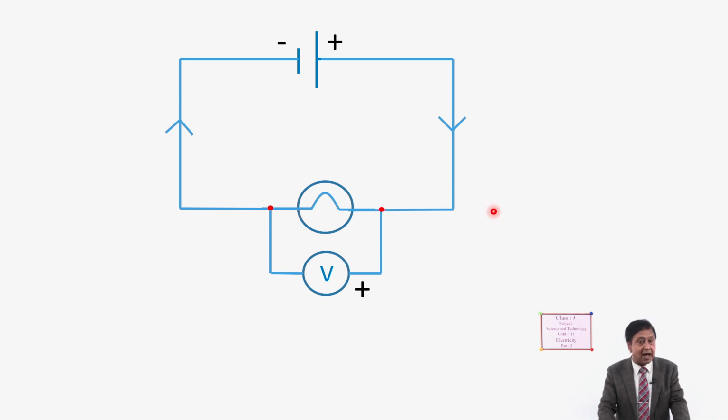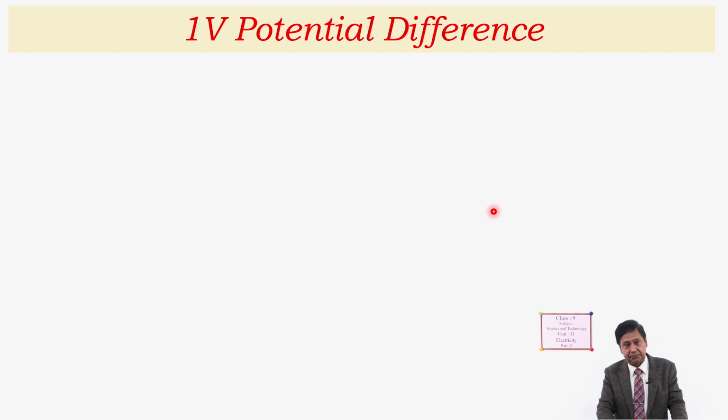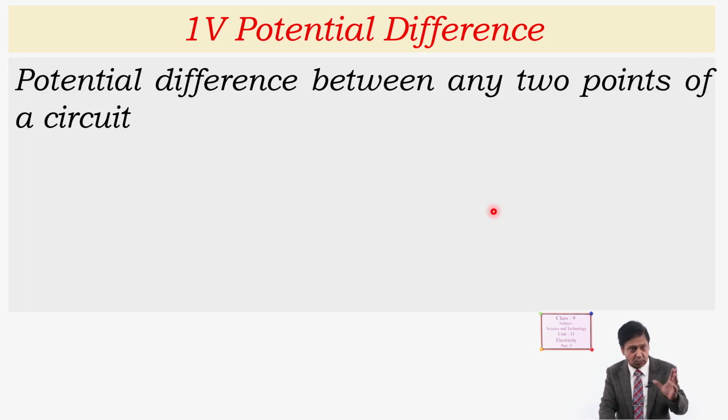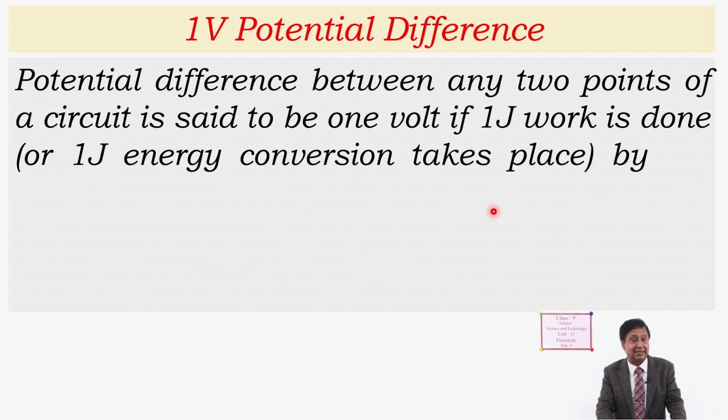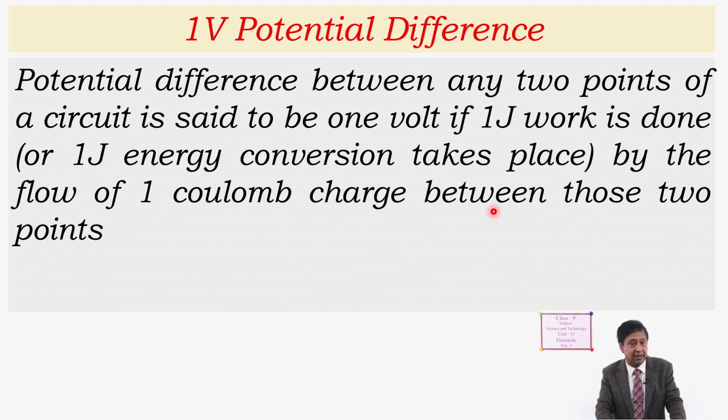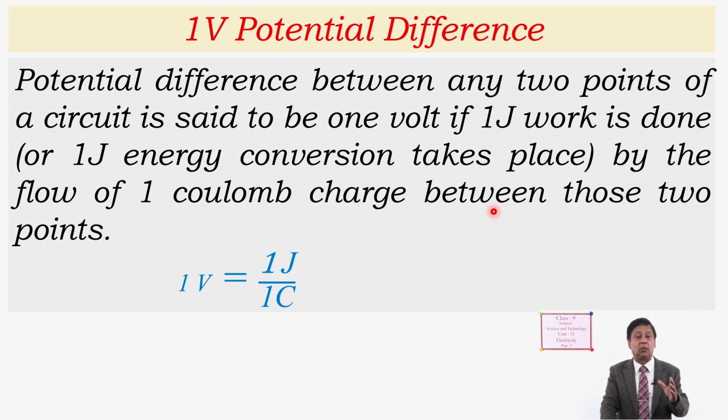Okay, now what is 1 volt PD? And this can be defined this way. Potential difference between any 2 points of a circuit is said to be 1 volt if 1 joule work is done or 1 joule energy conversion takes place by the flow of 1 coulomb charge between those 2 points. 1 V equal to 1 joule by 1 coulomb. Probably you feel a little difficulty to understand this.